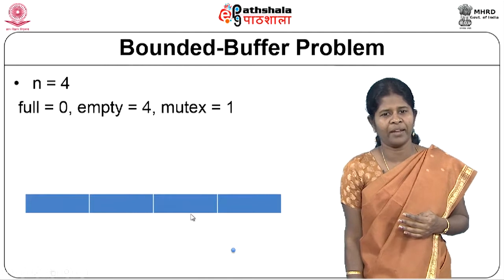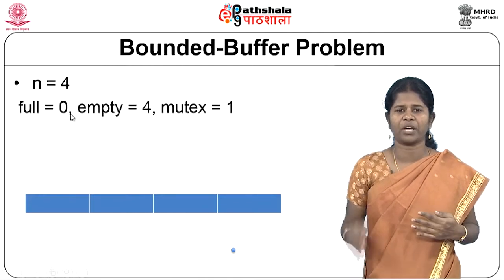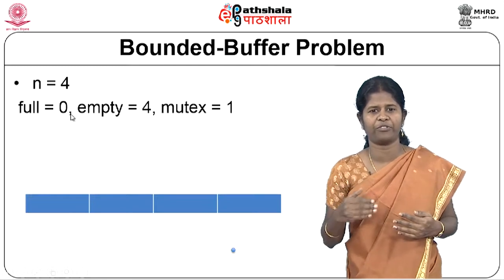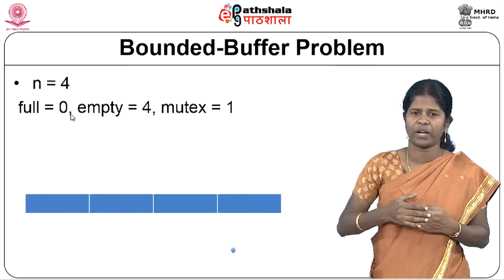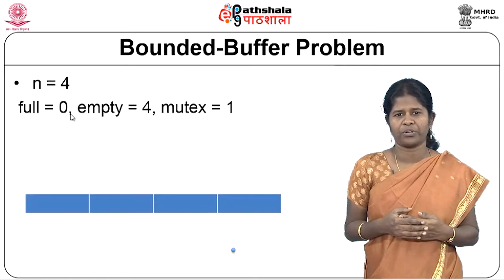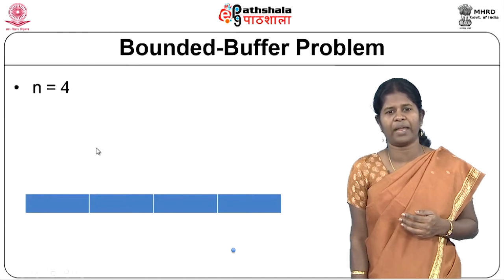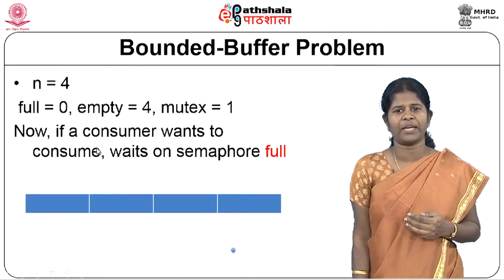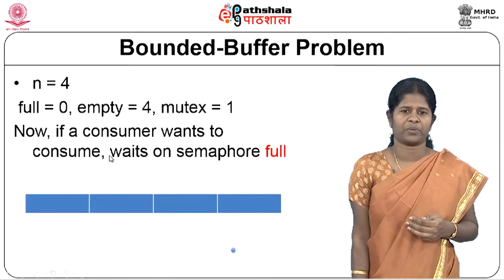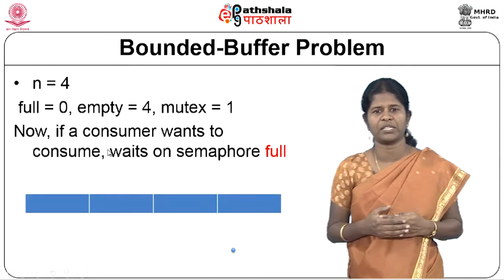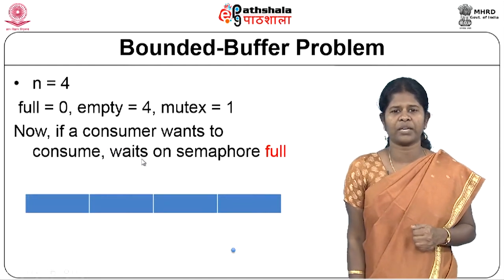Now finally, when all the items are consumed, the value of the semaphore full becomes 0 and the value of the semaphore empty becomes 4. And now after this, if the consumer wants to consume an item, it cannot consume the item because it will be waiting on the semaphore full, which is currently 0. So here we see that the solution to the bounded buffer problem is being given using semaphores.